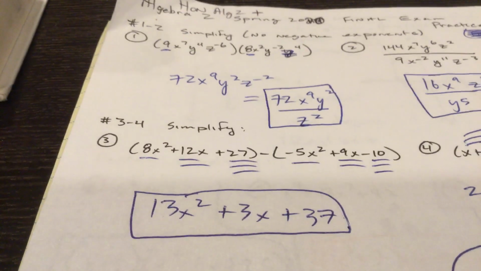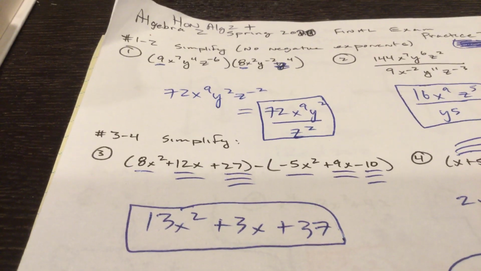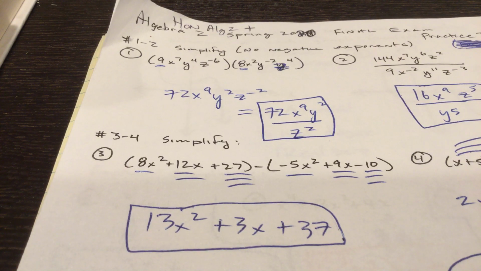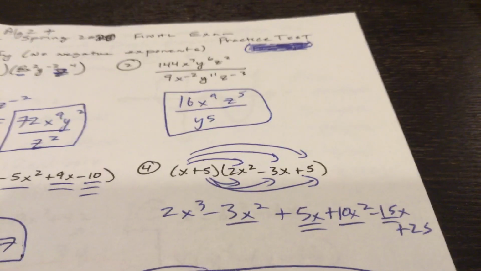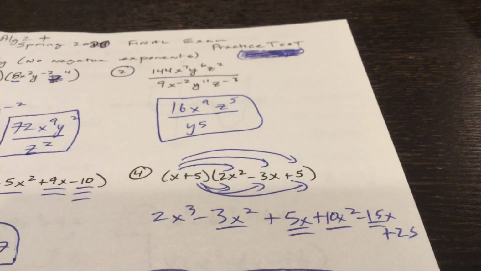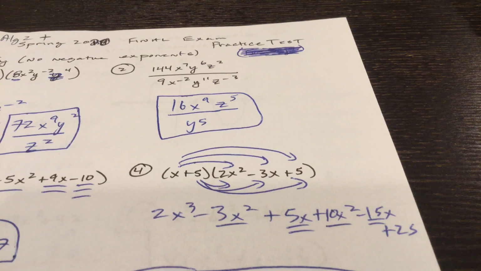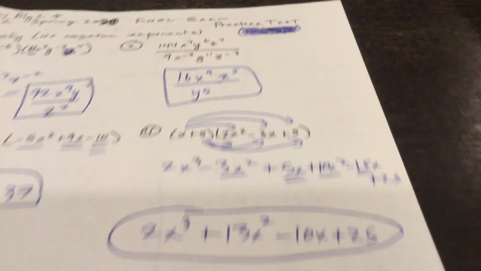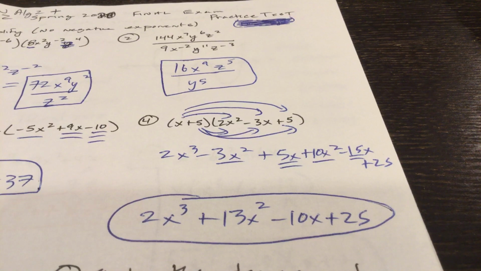3 and 4. Simplify. There's number 3. Write all those out. Combine like terms. 13x squared plus 3x plus 37. Number 4, just distributes. Distribute. X goes to 2x squared, goes to negative 3x, goes to 5. Then it's the 5's turn. Then combine like terms to get that.